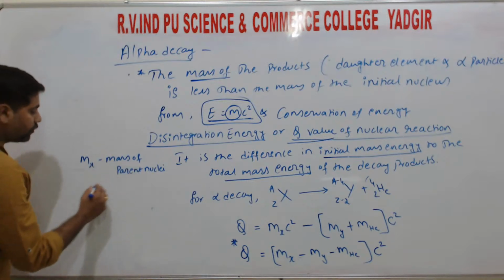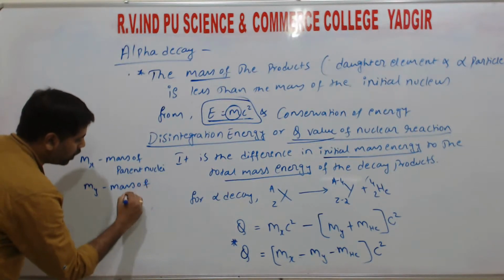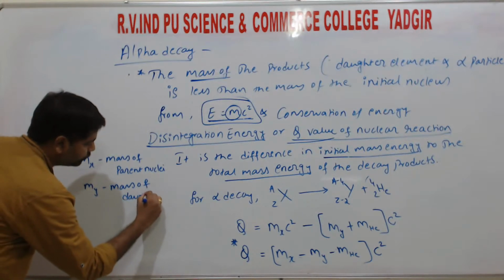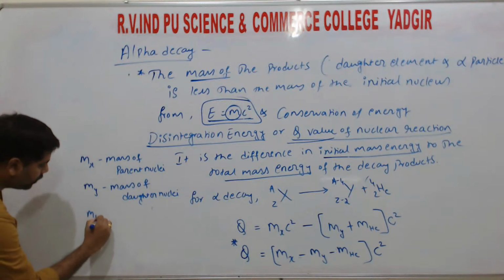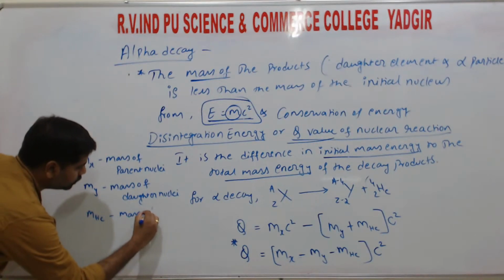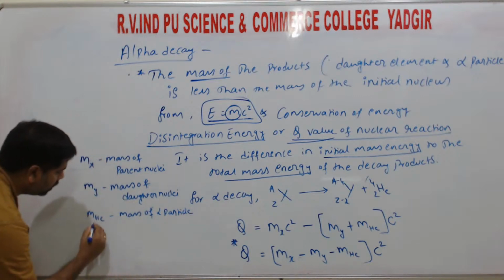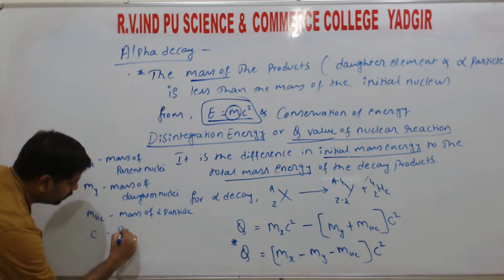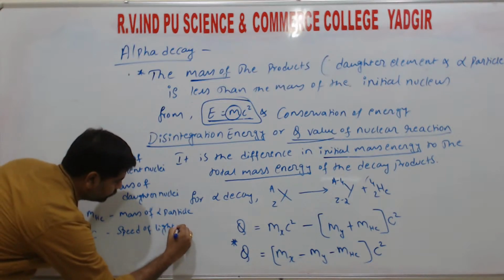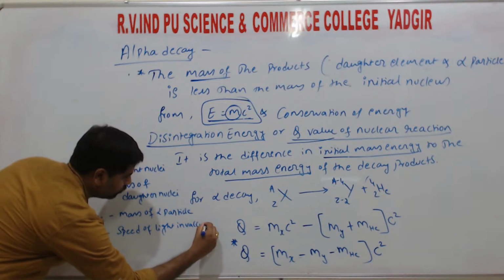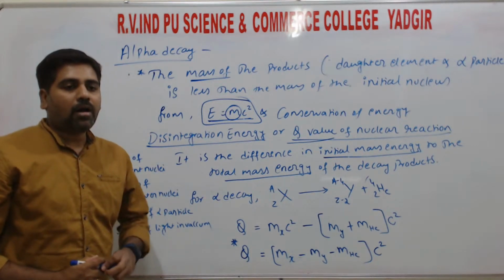So mx is the mass of the parent nuclei, my is the mass of the daughter nuclei, and mHe is the mass of the alpha particle, right? And another one is c, the speed of light in vacuum. So this is about the alpha decay.